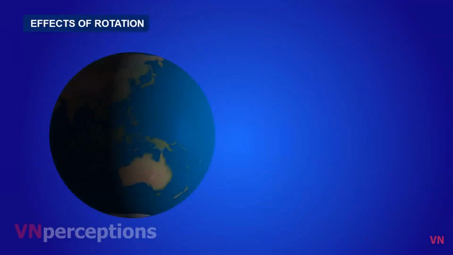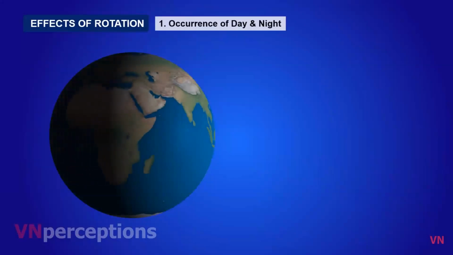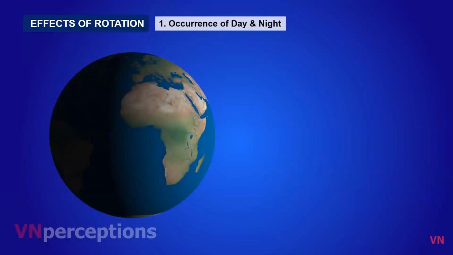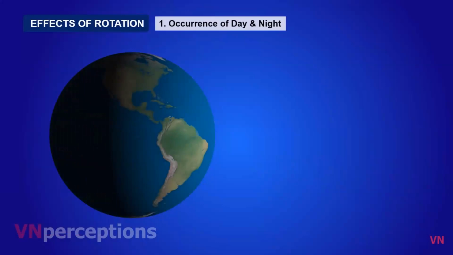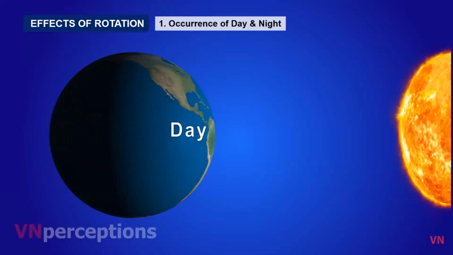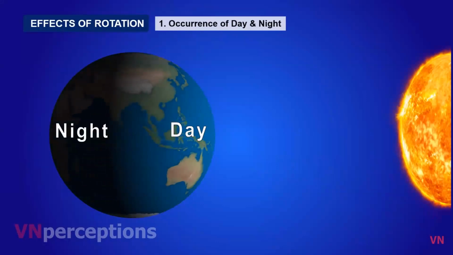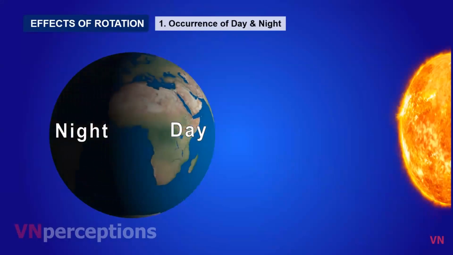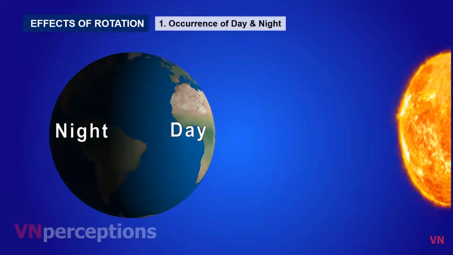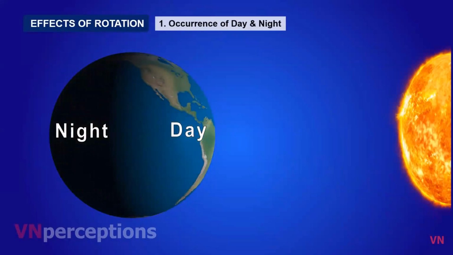The first and most important effect is that day and night are caused by the rotation of the Earth on its axis. This is because a part of the Earth faces the Sun and it has day, and the other part which does not face the Sun has night. And this happens with precision and progression, not suddenly. So I will say this happens accurately and gradually. It does not happen suddenly.